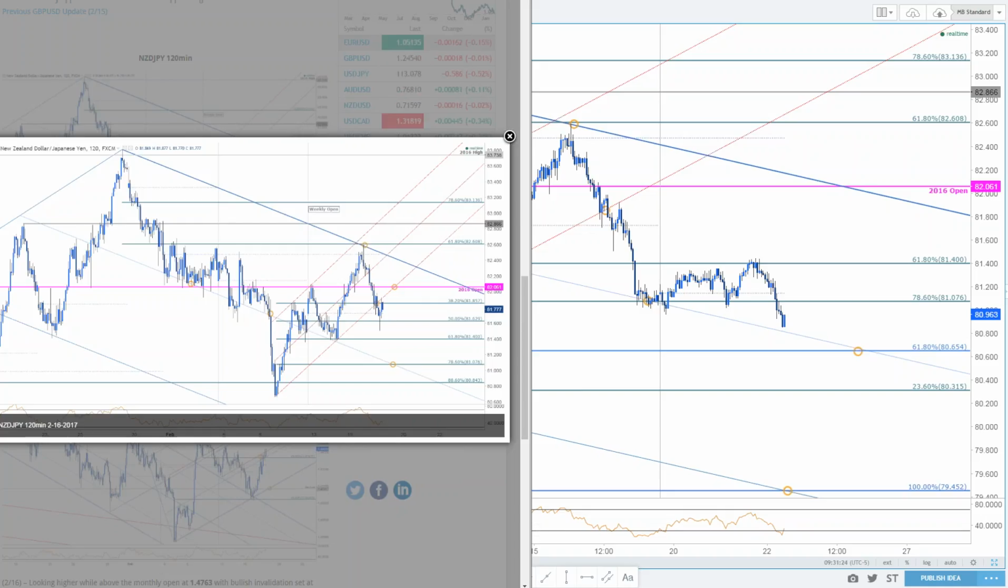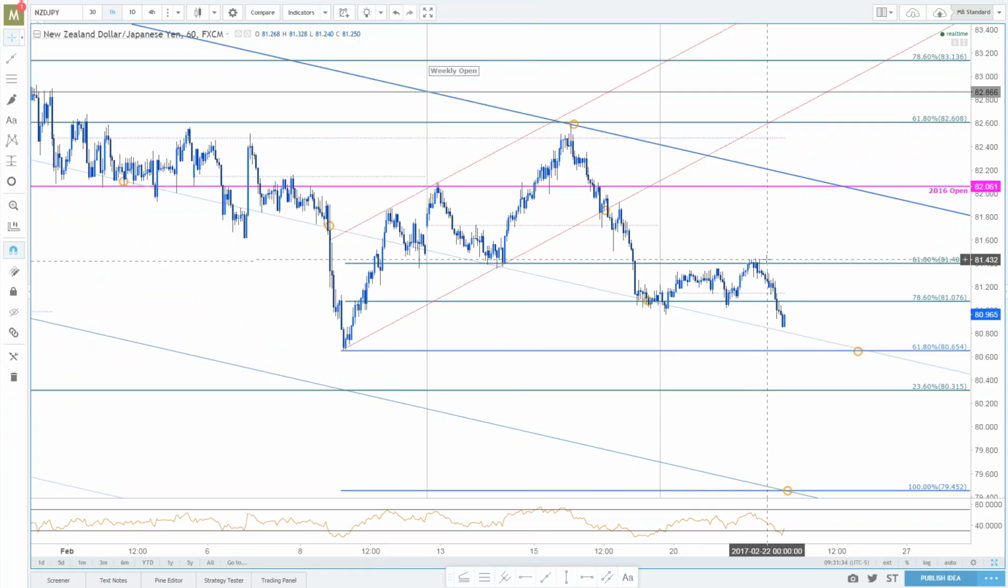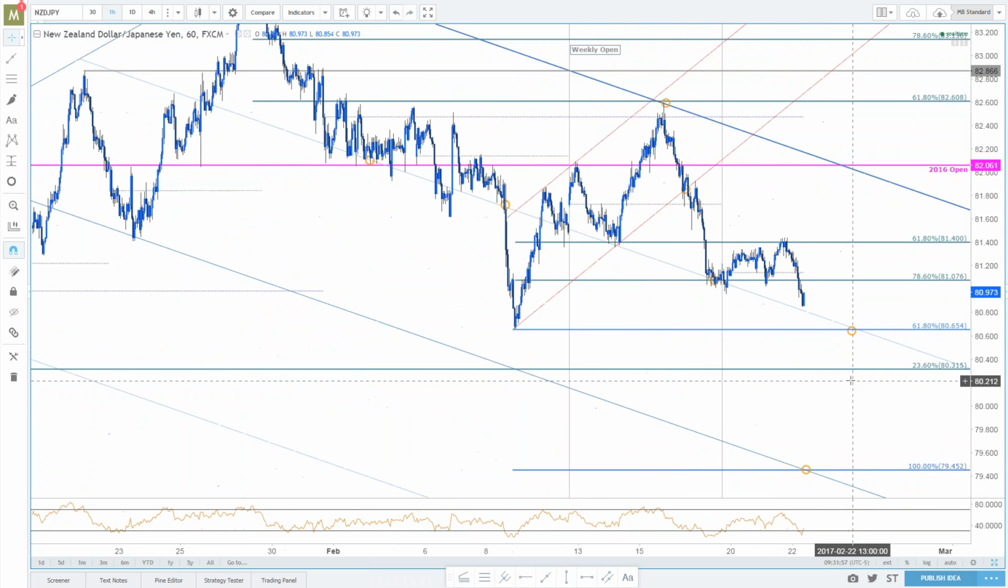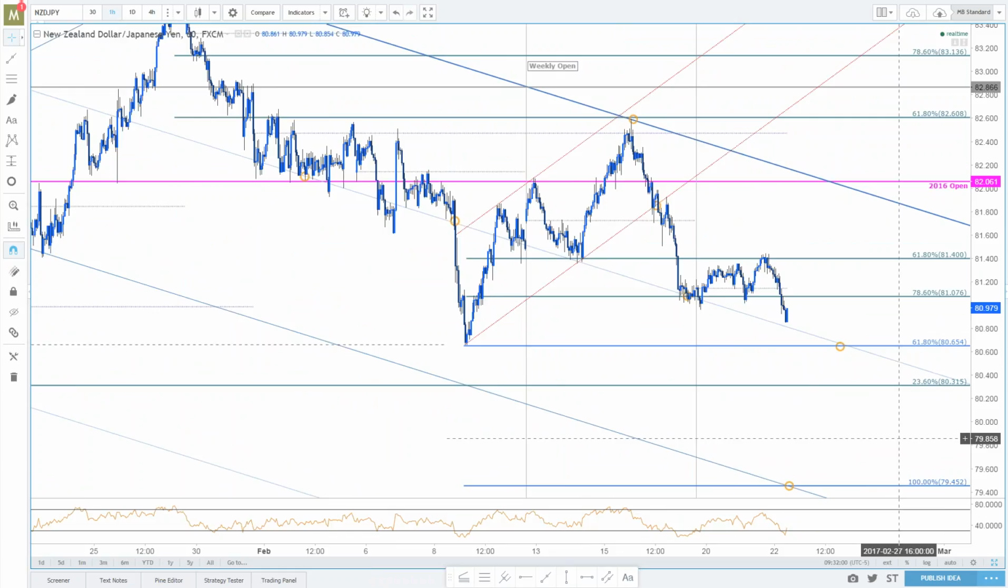Questions? I am short from 81.35, says Mohammed. Love it. That would have been awesome. What was your stop, like 10 pips or so? That's perfect. That was a perfect entry. Look, at this point, if you've been holding that entire position, and this is just my humble opinion, not a trade recommendation, I would say shave some off, because if you do get a bounce, you could see this thing rally back into 81, or 81.15. Even if it does, I think you're all right. I think 80.65 would be the target to go for.